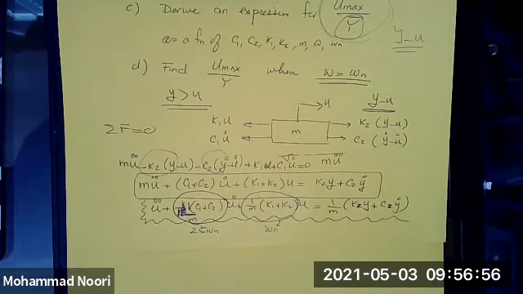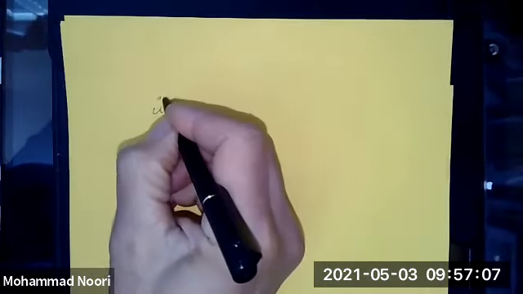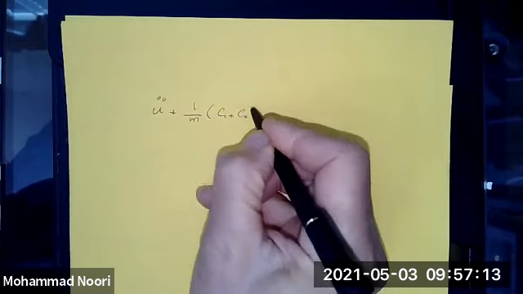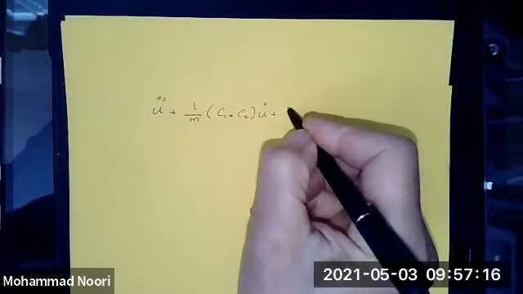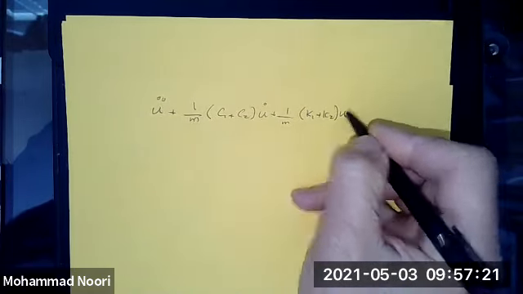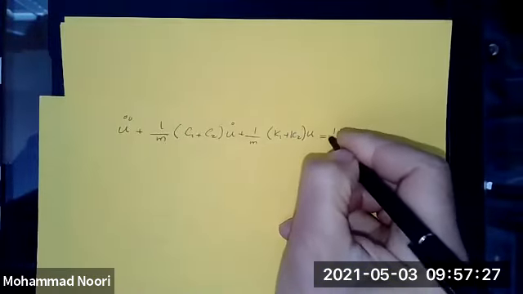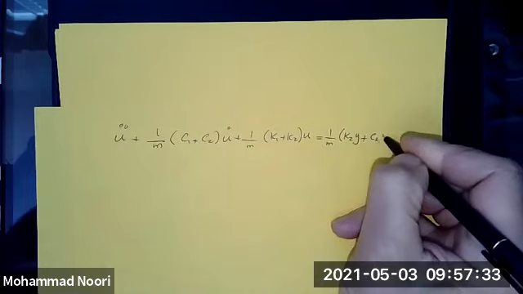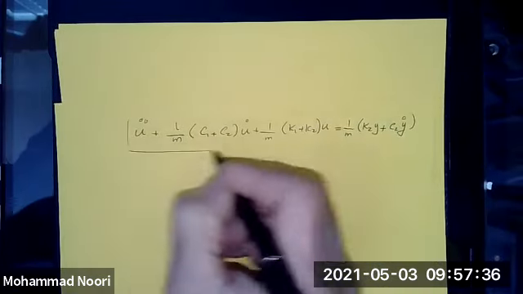So I don't know why I wrote 1 over 2. Let me rewrite this because we need it on this side. I need that. So let me rewrite that equation. I have u double dot plus (1/m)(C1 + C2) u dot plus (1/m)(K1 + K2) u, okay? And then I have 1/m times (K2 y plus C2 y dot). So this is the equation.